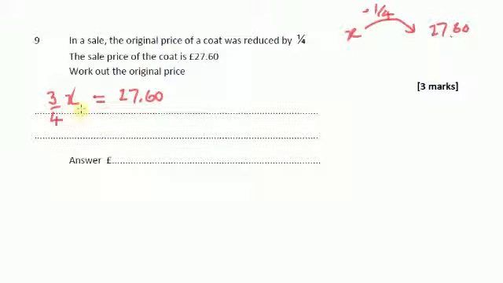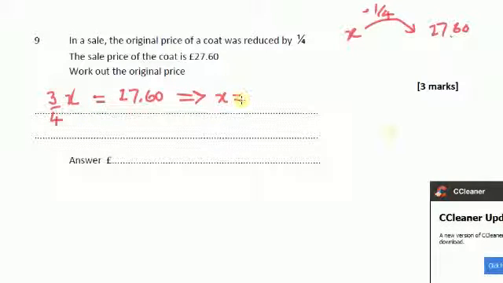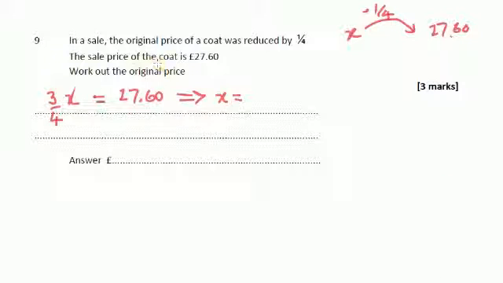So we try to solve that for X by saying that X will equal 4 times 27.60 divided by 3. And this, when you work it out with your calculator, comes to 36.80. So the original price of the coat was £36.80.